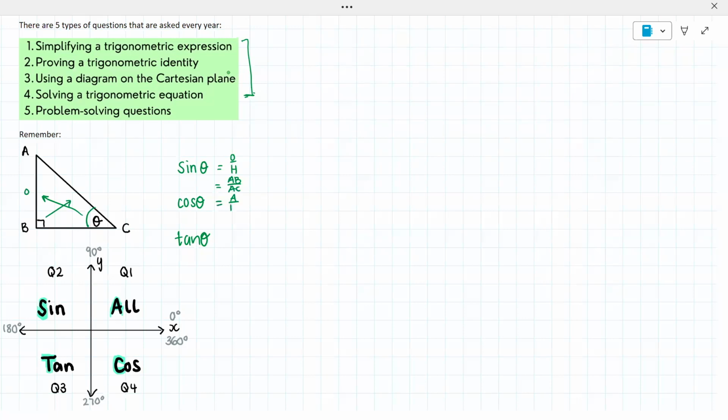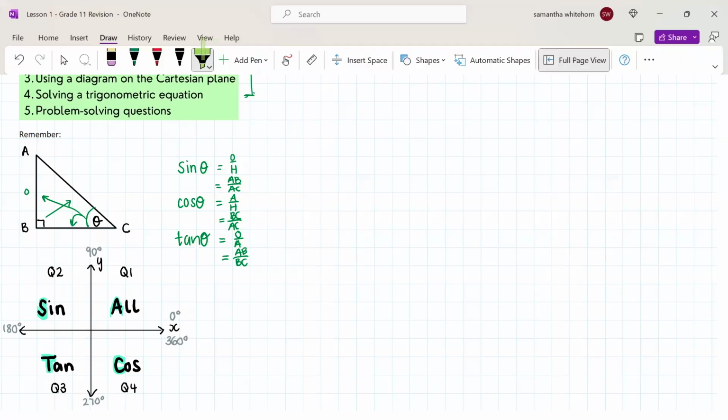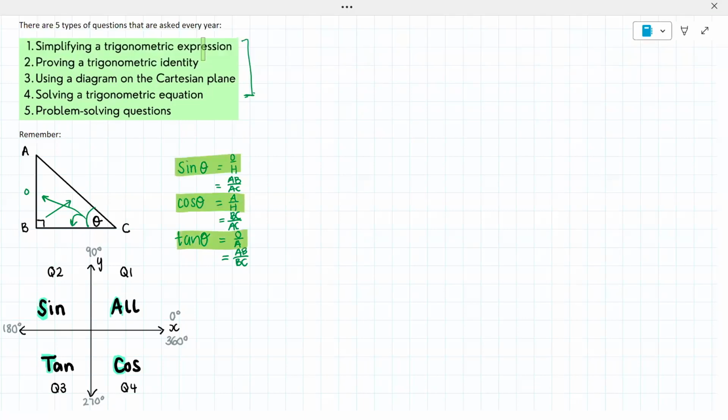Cos is adjacent over hypotenuse. So adjacent is the side right next to your angle. So this would be BC over the hypotenuse, which we already know is AC. And tan is opposite over adjacent, which is then AB over BC. So these trig ratios you need to know and you need to be able to work with.